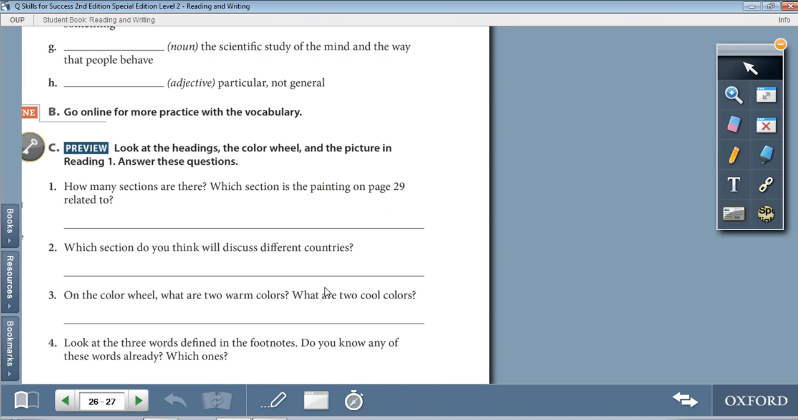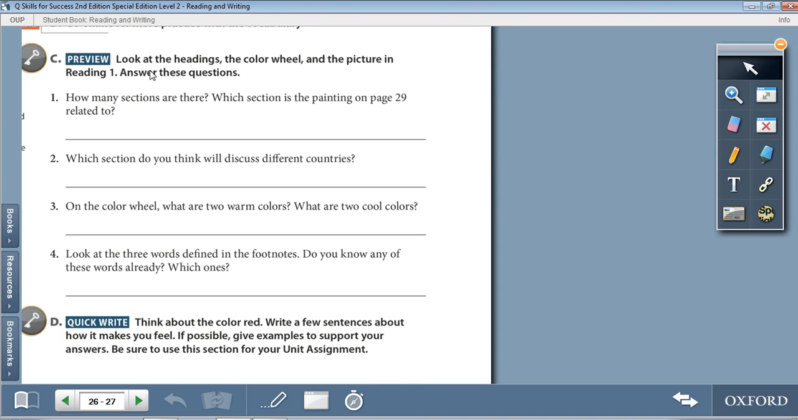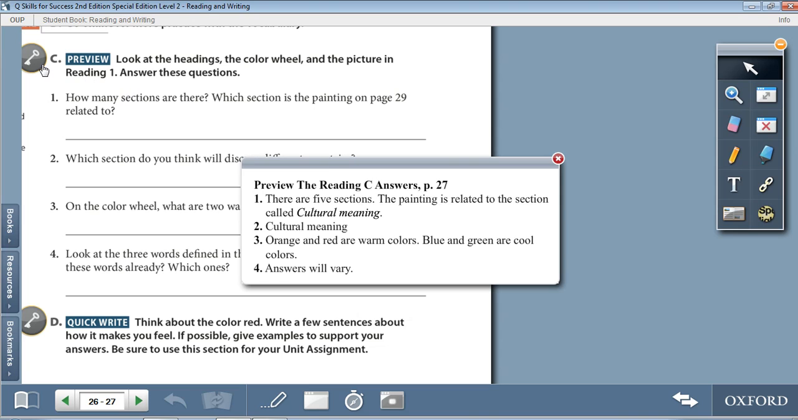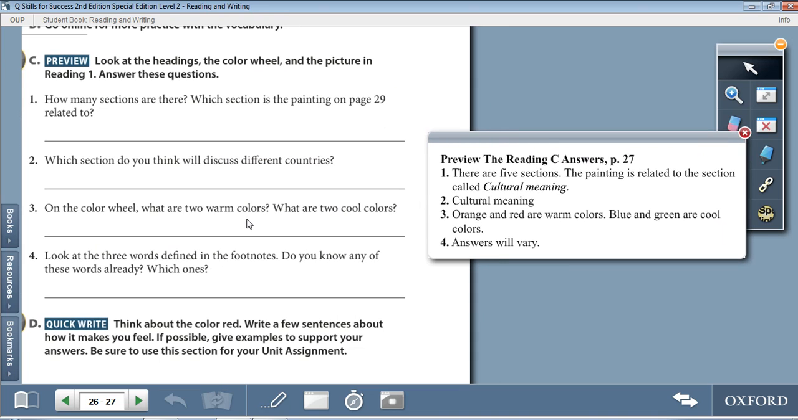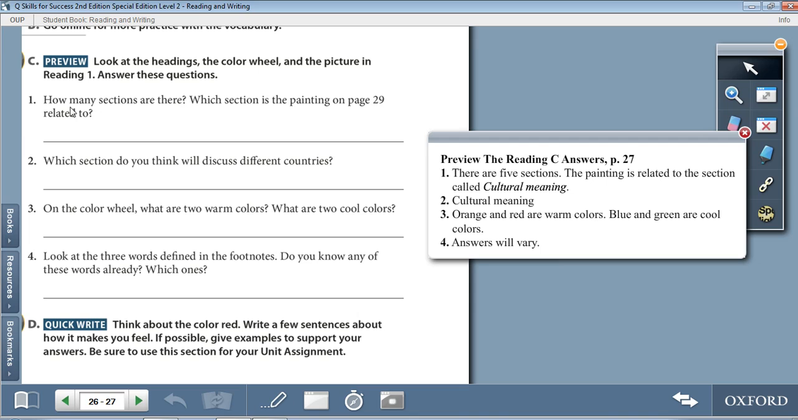Moving to activity C, review. Look at the headings, the color wheel, and the picture in reading 1, and then answer the following questions. So if you review the following text, you will be able to answer these questions. Question 1. How many sections are there? Which section is the painting on page 29 related to? There are 5 sections. The painting is related to the section called Cultural Meaning.